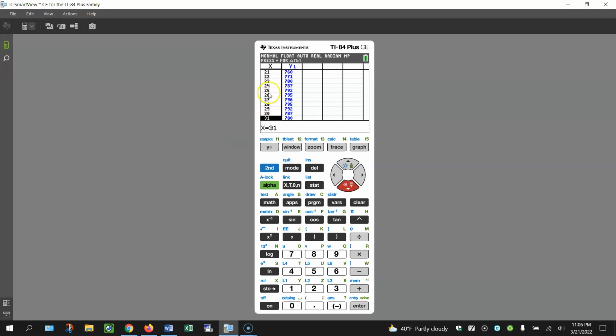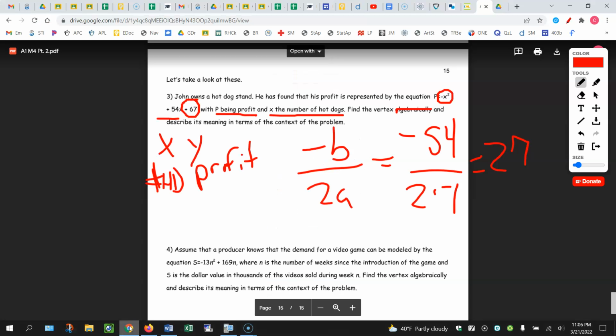Okay, so your calculator is going to probably show from 25 to 29. So you'll see the 792 repeating, the 795 repeating, and the 796 right in the middle. So this right here, 27 and 796, that's going to be our vertex. 27, 796. So our vertex is 27, 796.